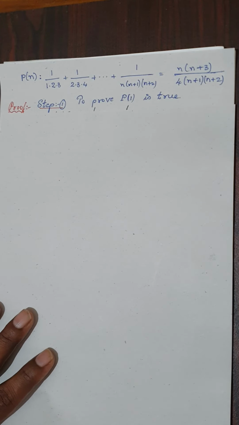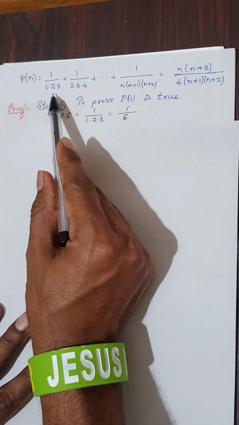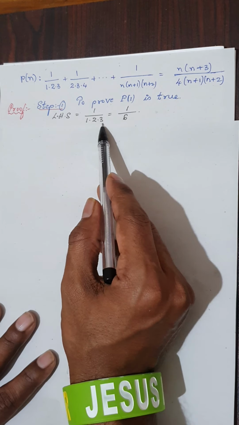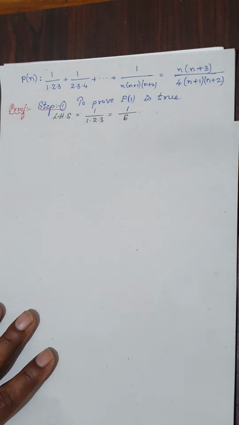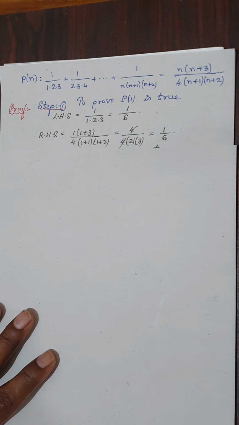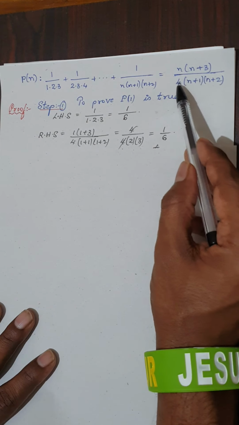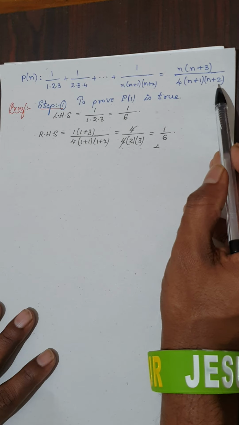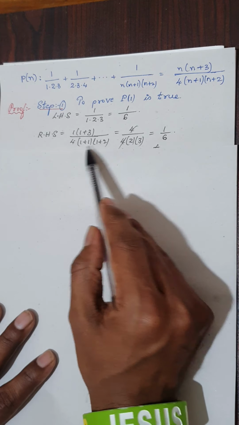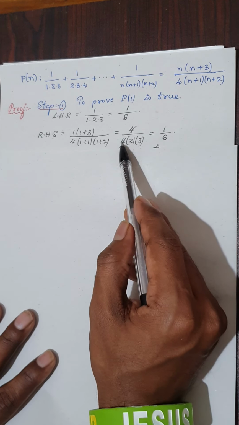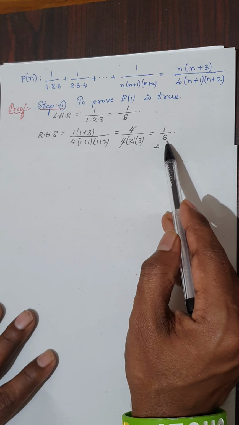Quite natural. Step 1 is to prove p of 1 is true, and going to the LHS, you can take the first term, that is 1 divided by 1 into 2 into 3, that will give you 1 by 6. Now proceeding with your RHS, put n is equal to 1 in each value here. It is 1 into 1 plus 3 divided by 4 into 1 plus 1 into 1 plus 2. So it's just simplification. 1 plus 3 will give me 4. 1 plus 1 is 2 and 1 plus 2 is 3. When you cancel 4 in the numerator and denominator, you are left with 1 divided by 2 into 3, that is 6.